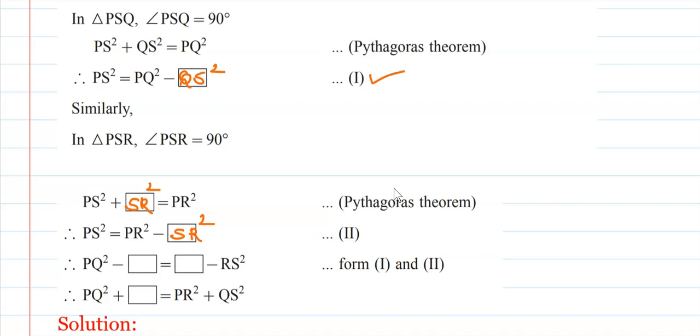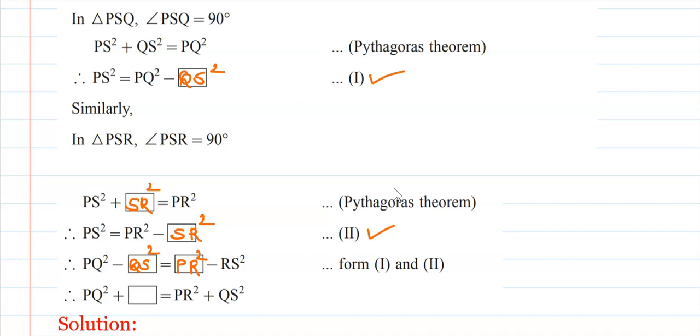In 1, you are getting the PS square म्हणजे काय तर PQ square minus QS square. आणि इथे देखील काय मिळते तुम्हाला, that is the PS square is equal to PR square minus SR square. These two are equal and hence PQ square minus QS square is equal to PR square minus RS square.